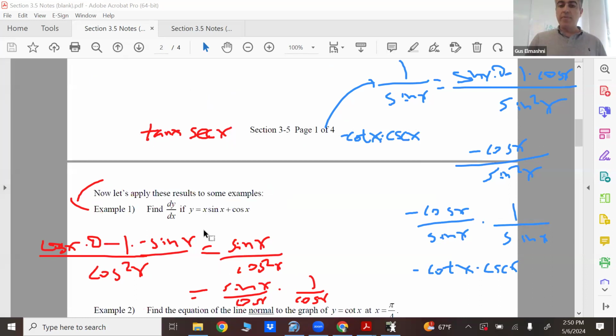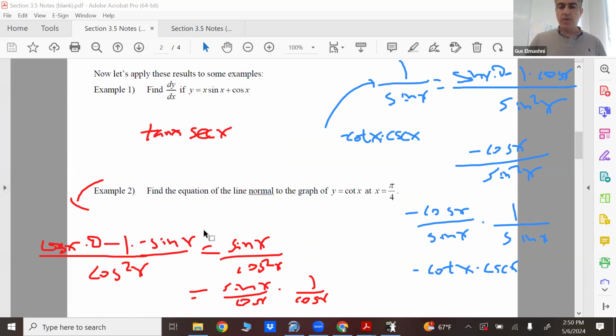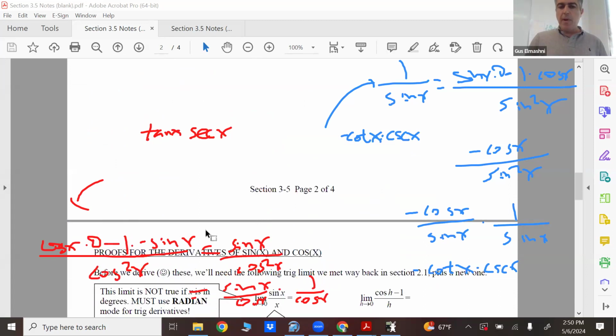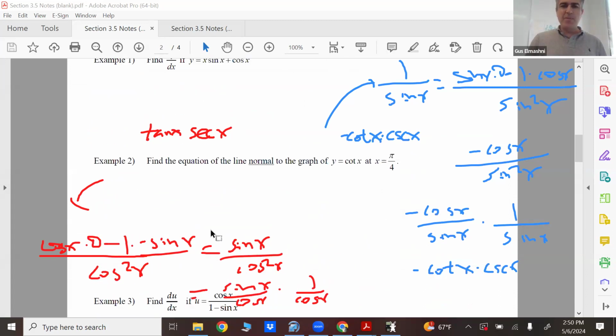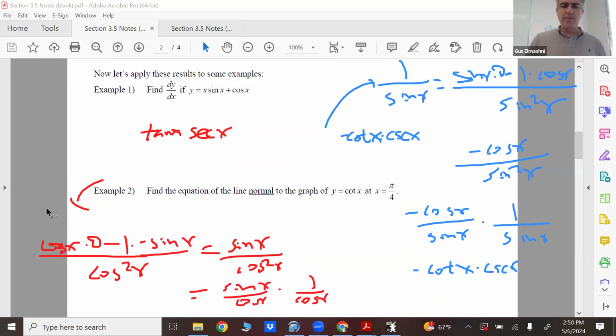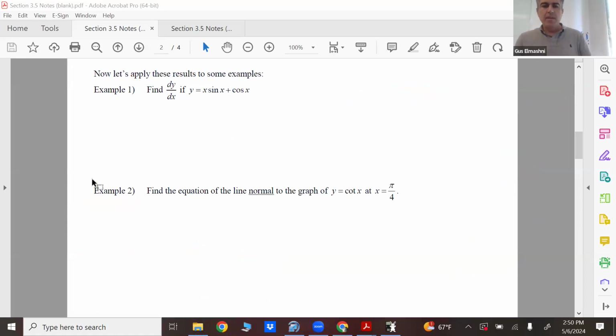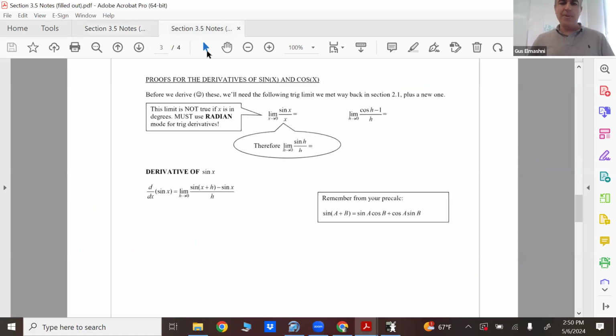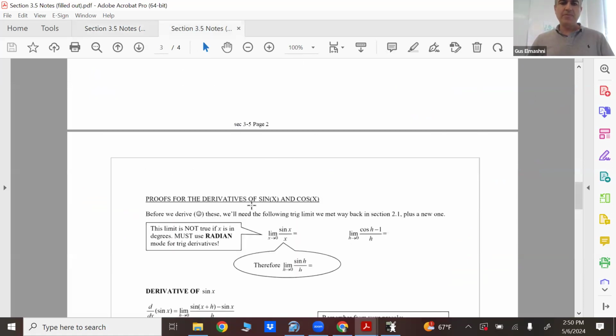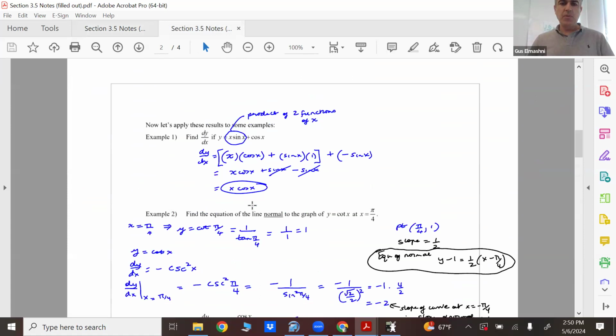So those are all the derivatives of trig functions. The problems are pretty straightforward, so we're going to be done with these notes pretty quickly, and we'll do the formal proofs after that. But this is pretty easy, right? Actually, I'll just show you the answers. We'll just kind of talk it out.